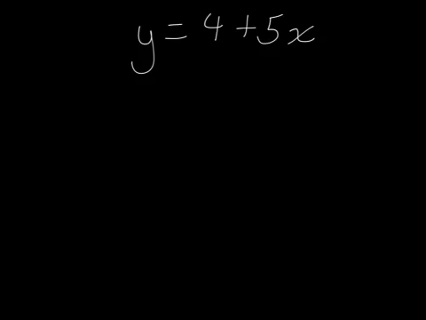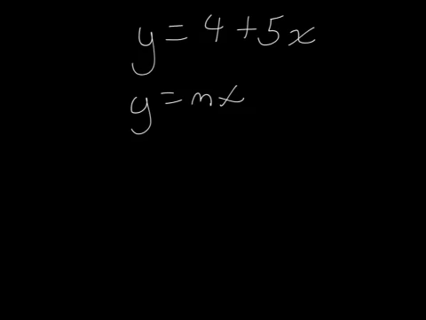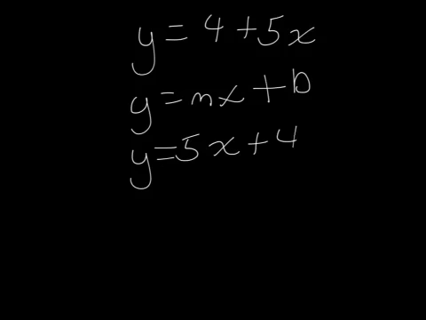What if instead I have an equation in the form y = 4 + 5x? Does this resemble our slope-intercept form, y = mx + b? In this case it doesn't, because notice that our 5, the number beside our x, isn't in the first spot. So we need to rearrange this, which is possible due to the commutative property, in the form y = 5x + 4. Now we can identify that our slope is 5, and our y-intercept is 4.